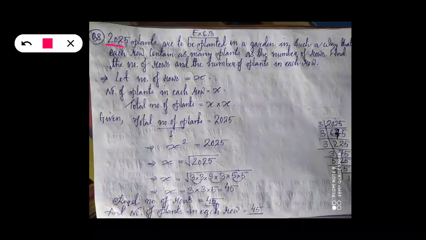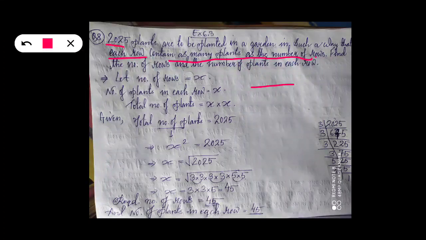2025 plants are to be planted in the garden in such a way that each row contains as many plants as the number of rows. Now you need to understand what a row is, and that in each row there are as many plants as the number of rows. What is meant by that? You have to understand up to here.